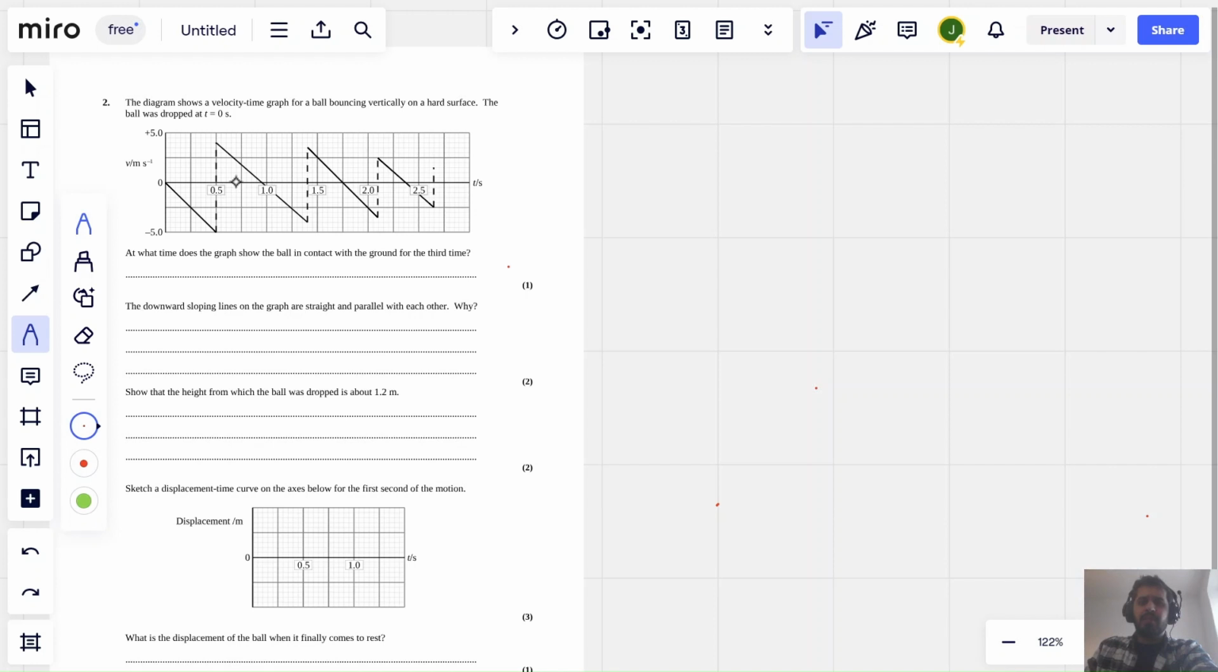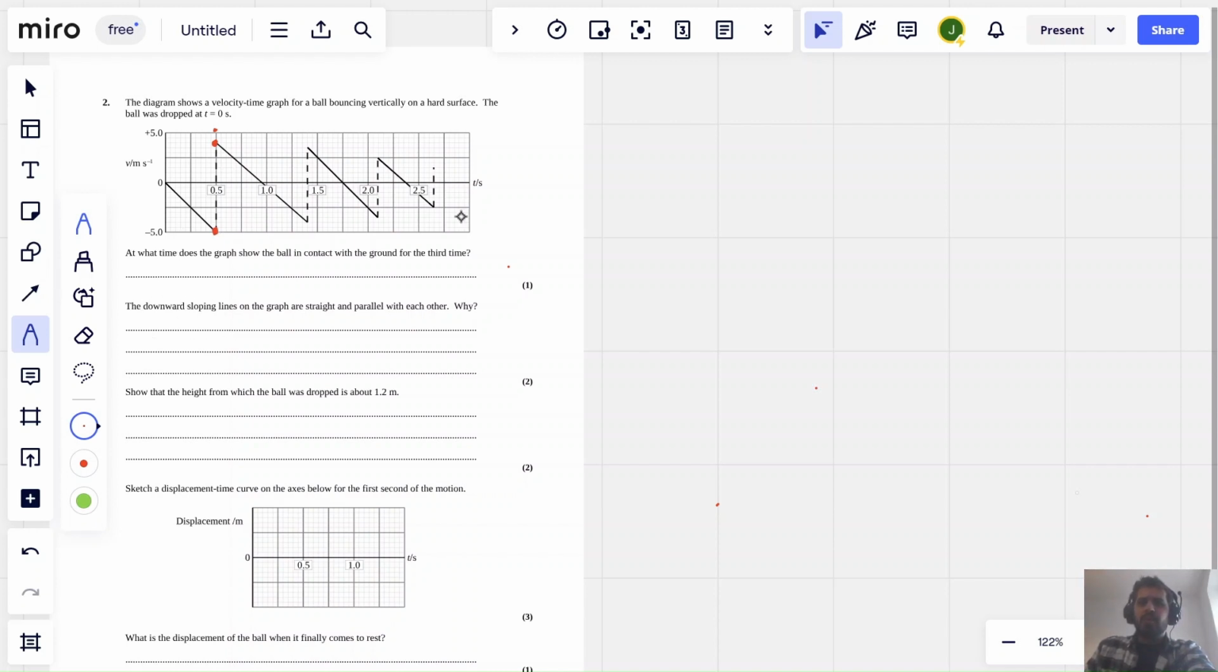Like I said in the previous question, these vertical dotted lines are not part of the graph. They just represent a sudden change in velocity. When the ball hits the ground, the velocity goes from -5 to +5. I'm sorry, not +5. +5 is this point. It's somewhat lower than +5.